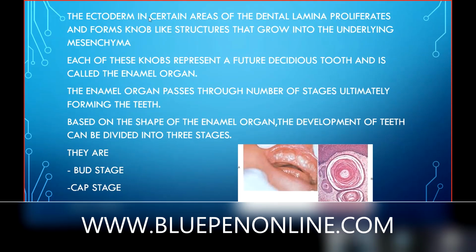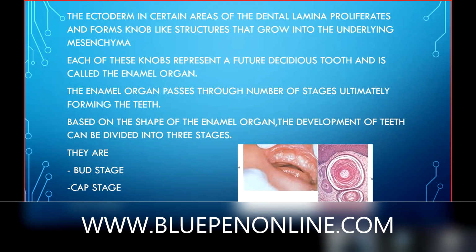So what they're trying to tell is, after the ectoderm and mesenchyme are formed, they undergo proliferation to form knob-like structures, each one representing the development of one tooth. That representation of the knob is called enamel organ. Always remember, tooth formation takes place from the enamel organ.